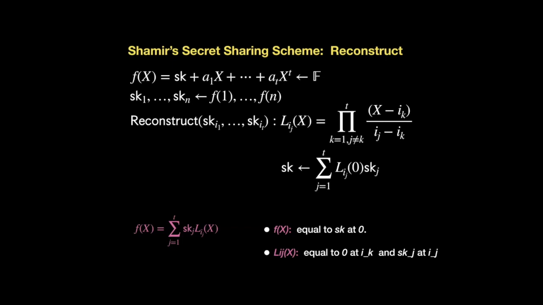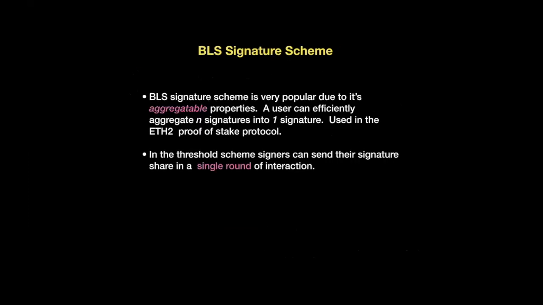So this just means that our secret, the thing we want to reconstruct, is going to be the sum of our Lagrange polynomials evaluated at 0 multiplied by the corresponding secret. So I hope you followed some of that, or else that you're already familiar with it.